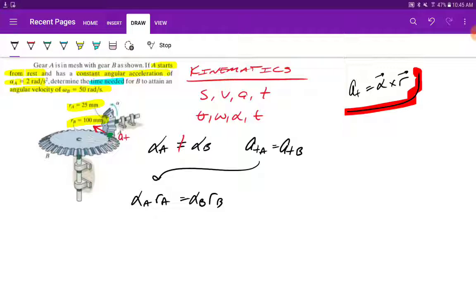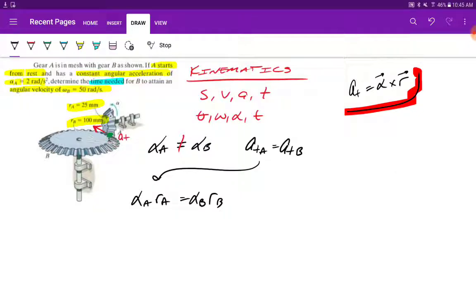With that being said, I'm going to rearrange it for alpha of B. Why am I going to rearrange it for alpha of B? Because alpha of B relates to omega B, but I can't relate alpha of A to omega B. It's not going to work. So if I can find the information about B, then I'll be able to do the more kinematics to get to my answer.